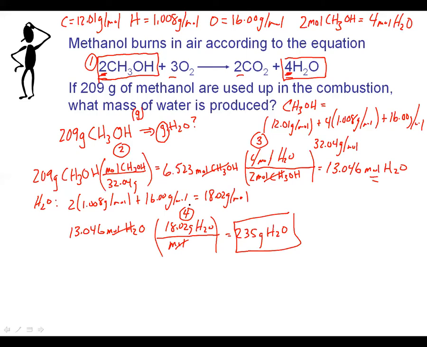We went with 3 significant figures because our only number in this problem is 209, which is 3 significant figures. This number, where we calculate how much product we would make, is what is sometimes referred to as the theoretical yield.